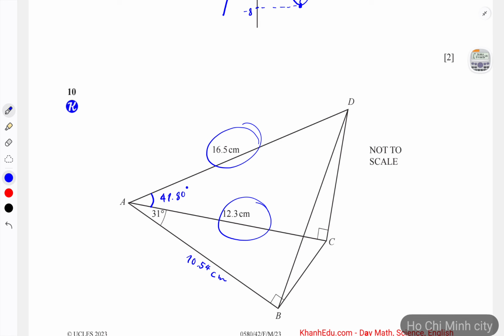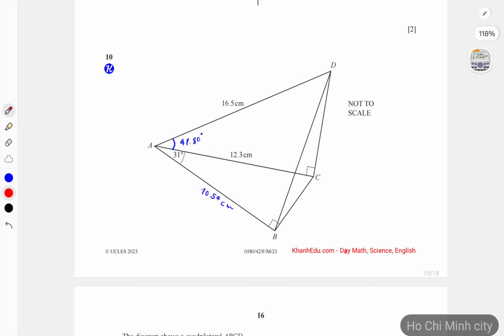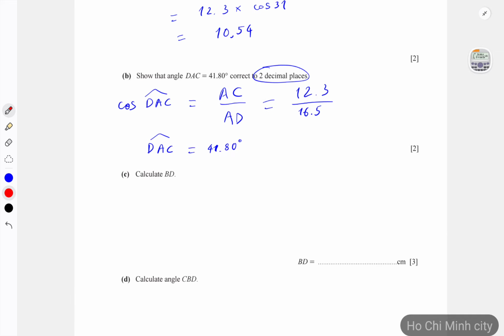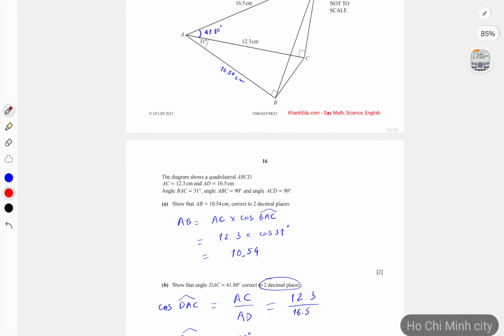10.54 centimeters. All right, so let's see the triangle ABD. Then we have this side is 16.5, this side is 10.55, and the angle between them is the sum of 31 and 41.80. We need to calculate the BD, right? So we can use the cosine rule for this.